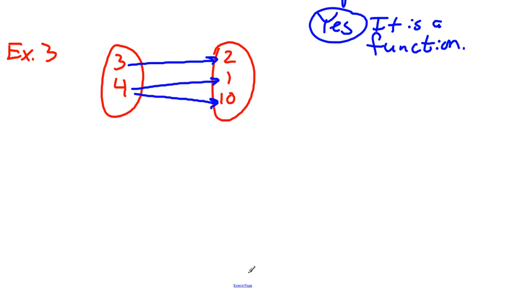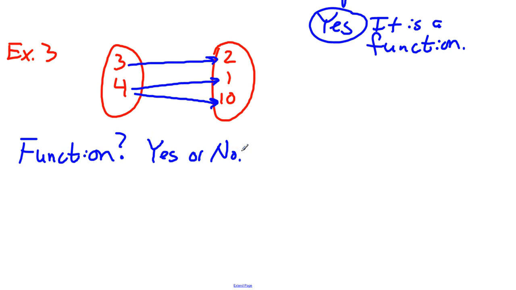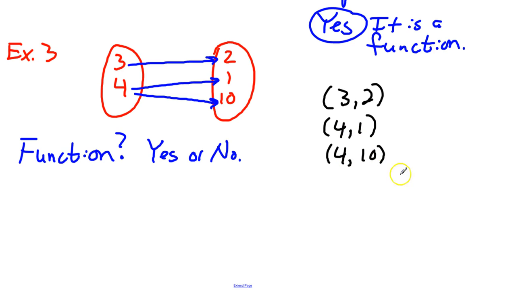Okay, you've got 3, 4 in your domain. You've got 2, 1, and 10 in your range. And it should be, for the most part, they'll say, is this a function or not? And you basically are going to say, yes, it is, or no, it's not. And again, if you just think about listing off the ordered pairs, you've got 3, 2, you've got a 4, 1, and then a 4, 10. And because the 4 repeats, it's not a function.